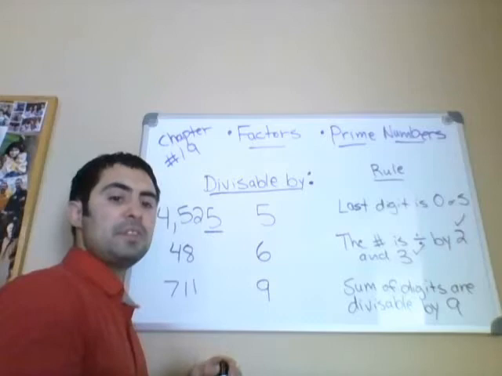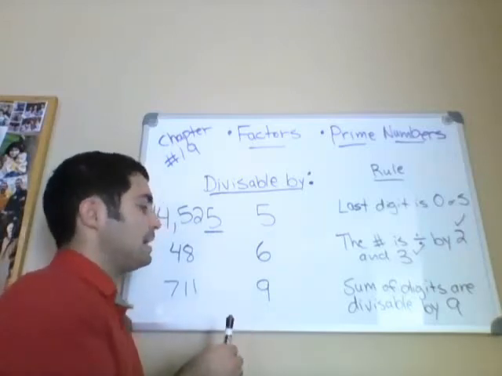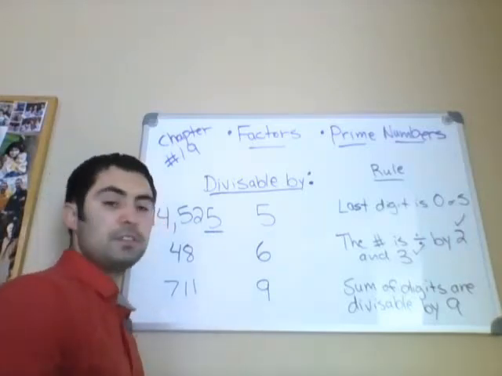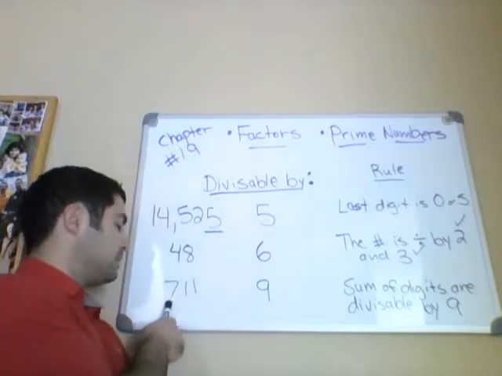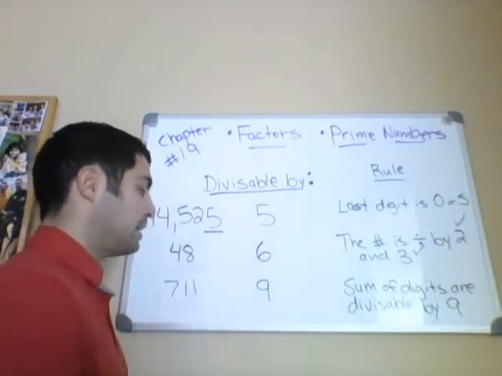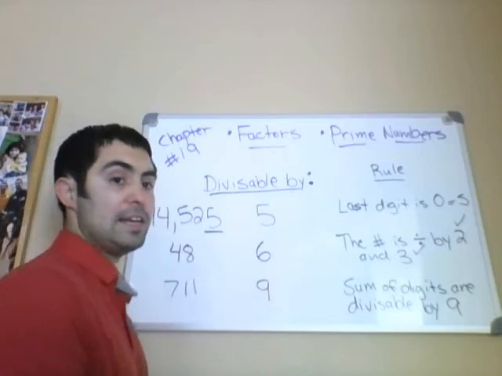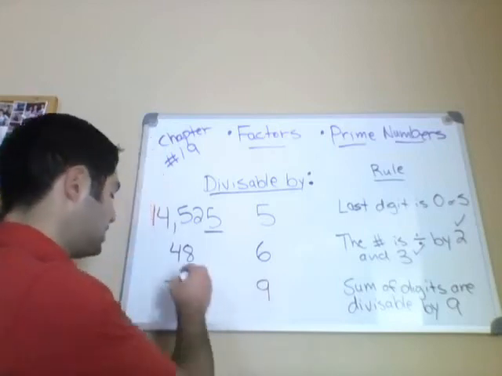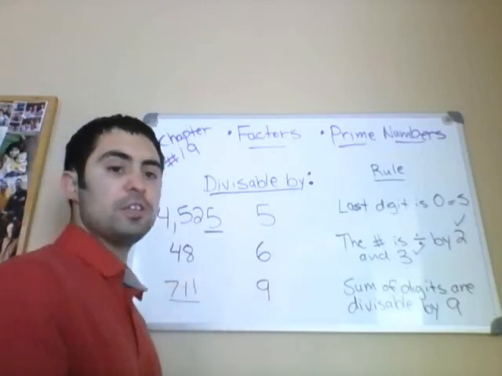Alright, if the sum of the digits is divisible by 9, then the number is divisible by 9. So what's the sum of these digits? 7 plus 1 plus 1 is 9. Is 9 divisible by 9? The answer is yes. Therefore, 711 is also divisible by 9.